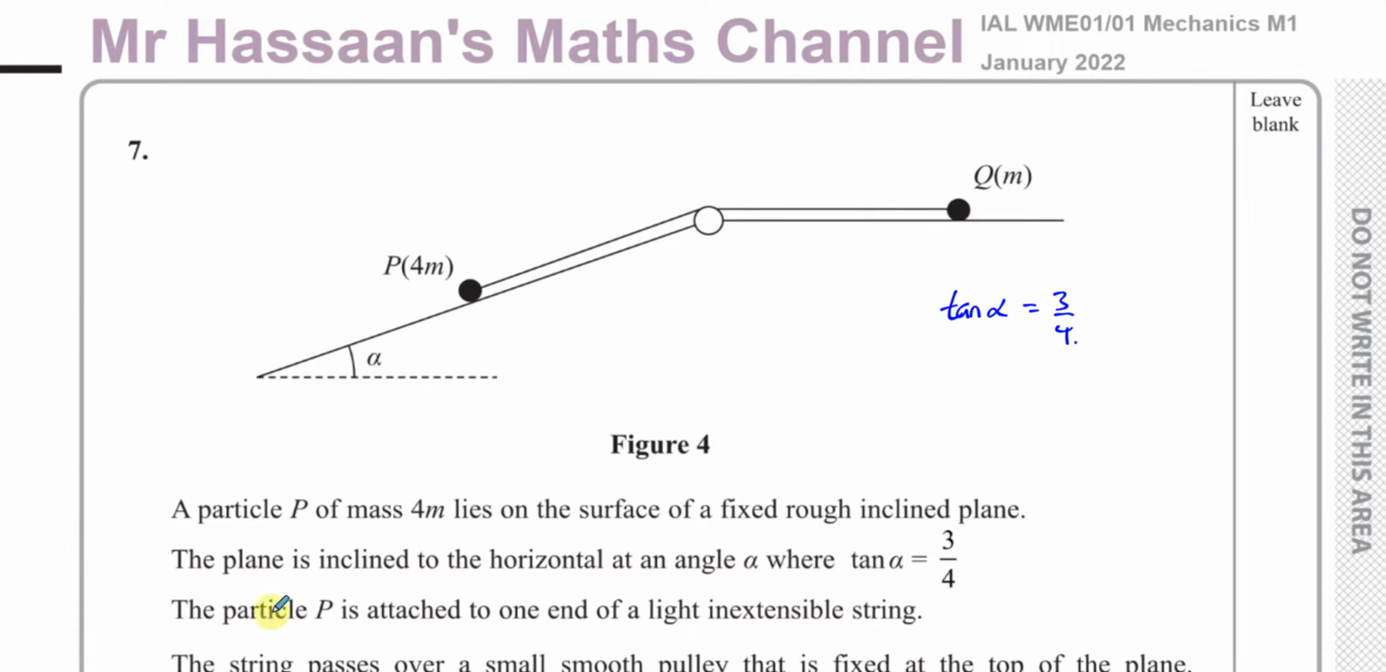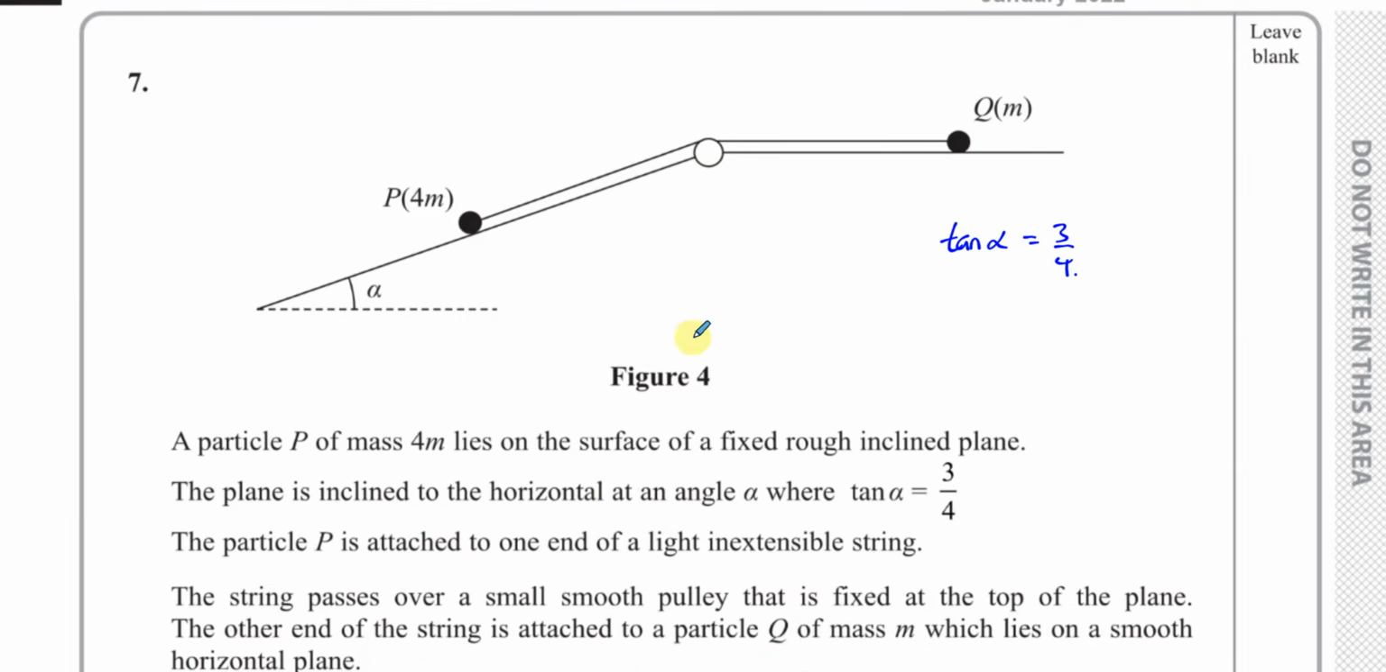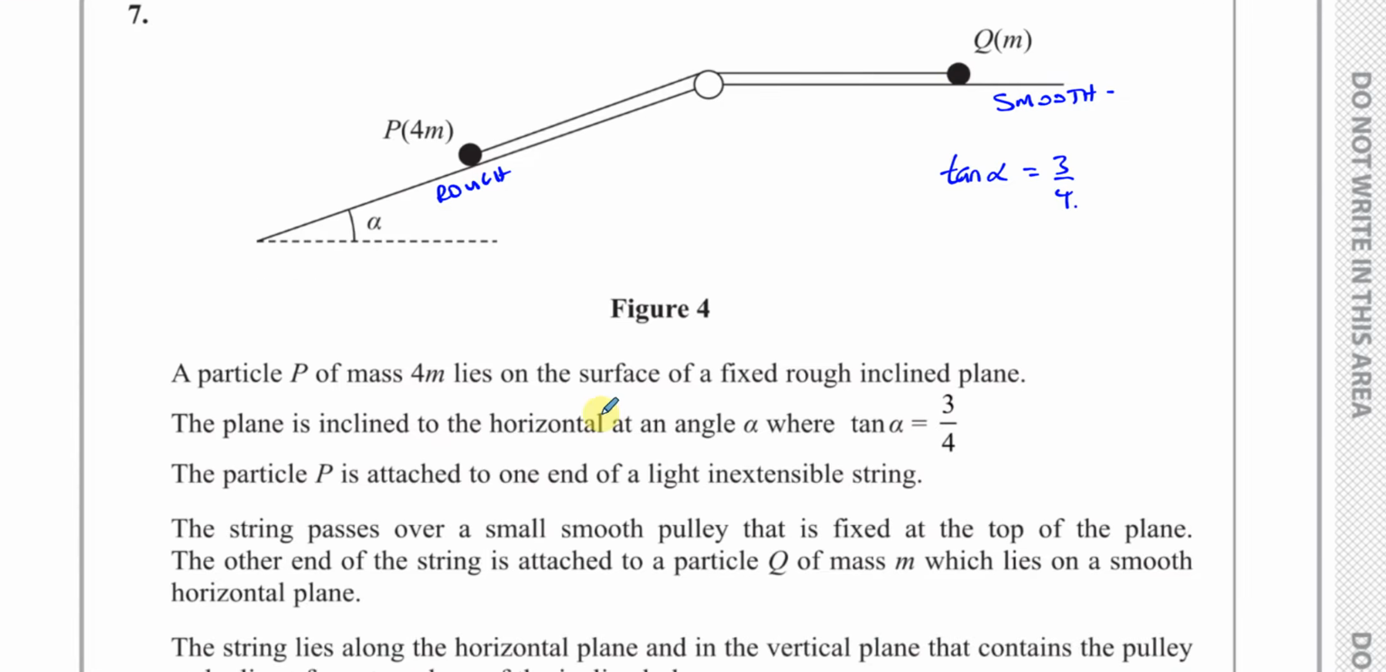The particle P is attached to one end of a light, inextensible string. The string passes over a small, smooth pulley that is fixed at the top of the plane. The other end of the string is attached to a particle Q of mass m, which lies on a smooth plane. So this side is smooth, and this side is rough. So on this particle P, there will be friction. Particle Q will not have any friction.